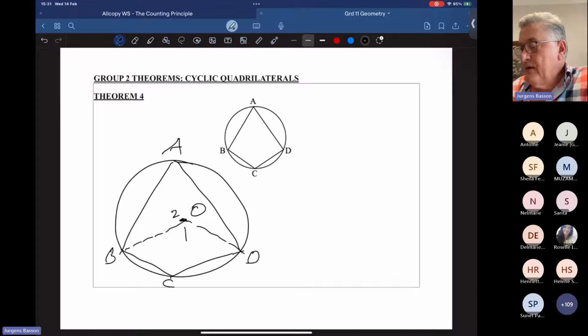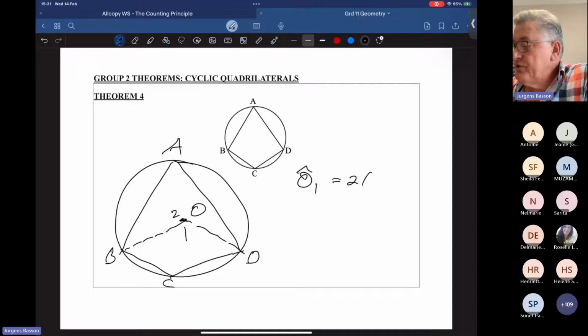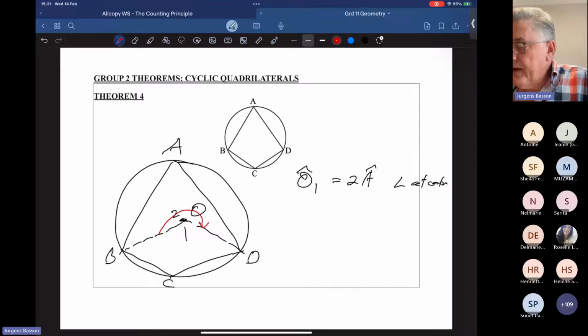So O1 will be twice A, and that is quite clear. So angle O1 will be 2A, and that is angle at center. Now the one that children find a little bit difficult is to find the reflex one. And the reflex one is that one. So this angle is twice this one, because that's the reflex angle.